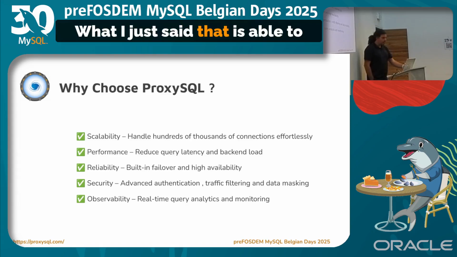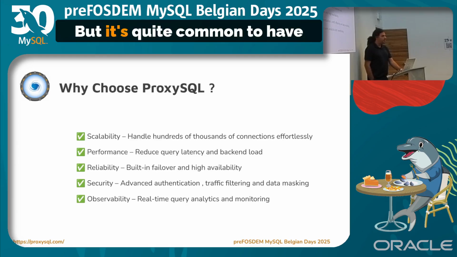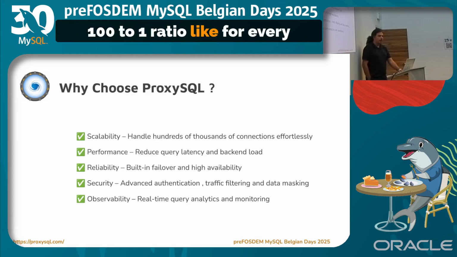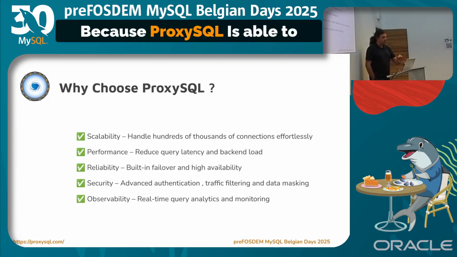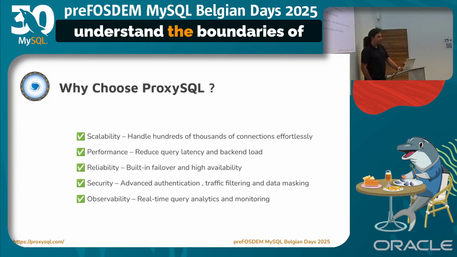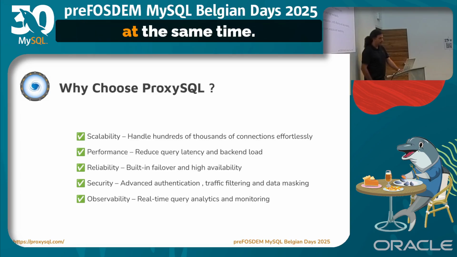As I just said, it is able to drastically reduce the number of connections. Of course, this really depends on the type of application and workload, but it's quite common to have a 100-to-1 ratio: for every 1 backend connection, there are 100 client connections, because ProxySQL is able to understand the boundaries of transactions and identify when a single backend connection can be used by multiple clients at the same time.